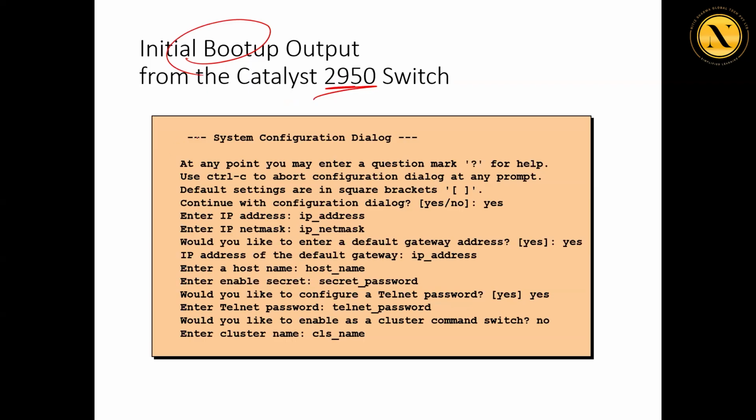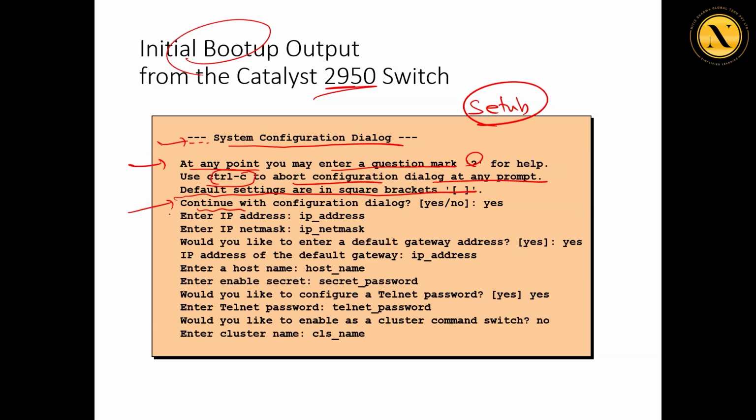So when you turn it on, if you get this kind of an output, "--- System Configuration Dialog," which means this is which mode? Setup mode, right? It will give you some instructions now. At any point, you may enter a question mark for help. Use Control C to abort the configuration dialog at any prompt. If you want to leave in the middle, you can press Control C and move out, right? Then again instructions. Default settings are given in the square brackets. Keep on looking ahead, right?